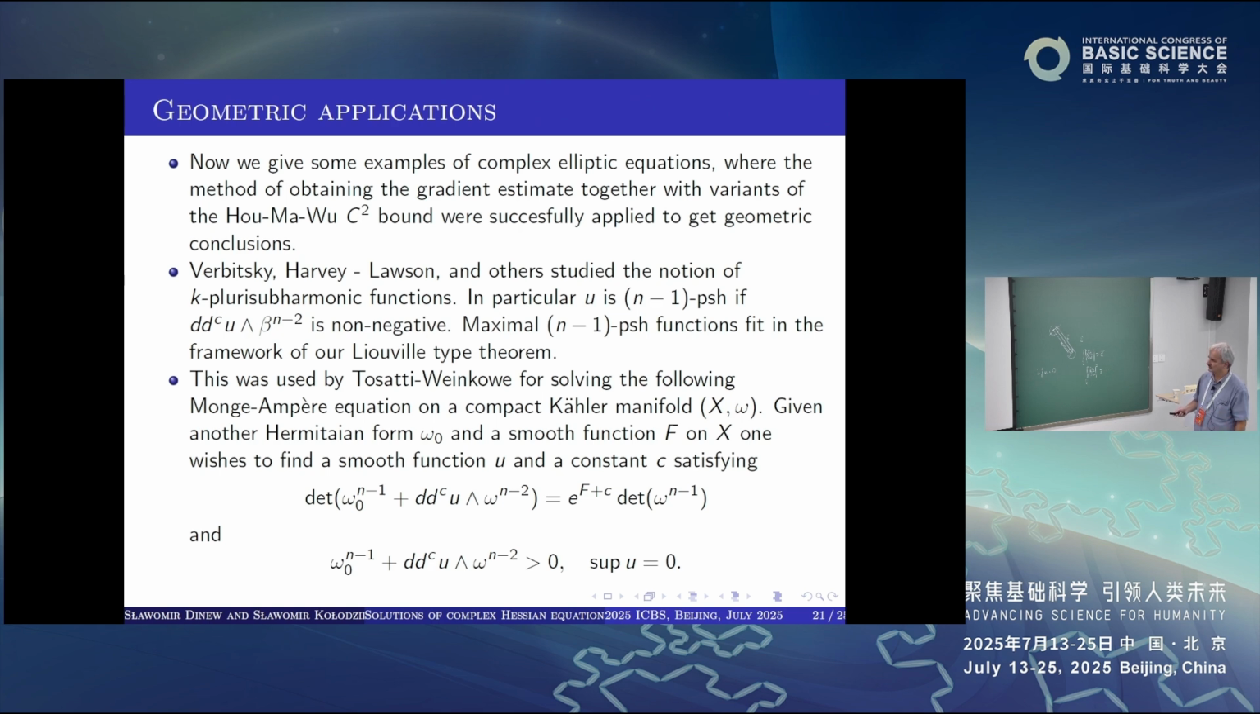And you want to find a constant C, which is not a priori known, and a function u, which satisfies this inequality, but also this equation. And they succeeded in this, and they used the Liouville type theorem now for so-called (n-1)-plurisubharmonic functions, which by definition satisfy that this is non-negative. They were also studied before by some other people, Verbitsky, Harvey, Lawson, maybe some others. I'm not completely sure.